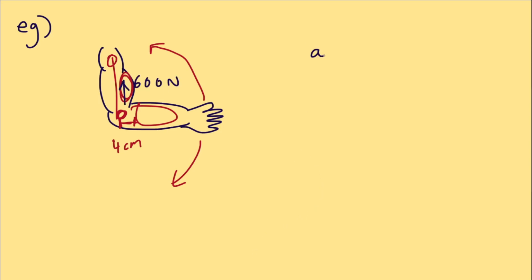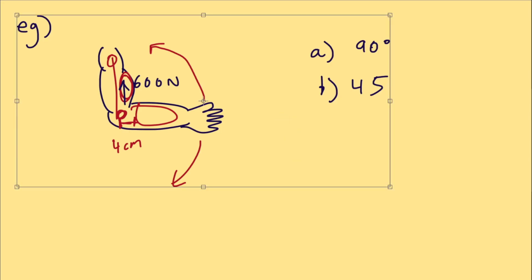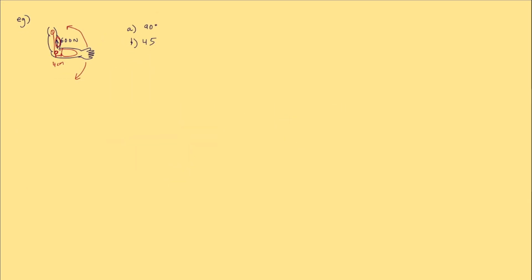And let's say your bicep can pull up with 600 newtons of force. Let's analyze two situations. First one, your arm is bent at 90 degrees. The second one, your arm is bent at 45. Okay, starting with A. A is pretty straightforward.